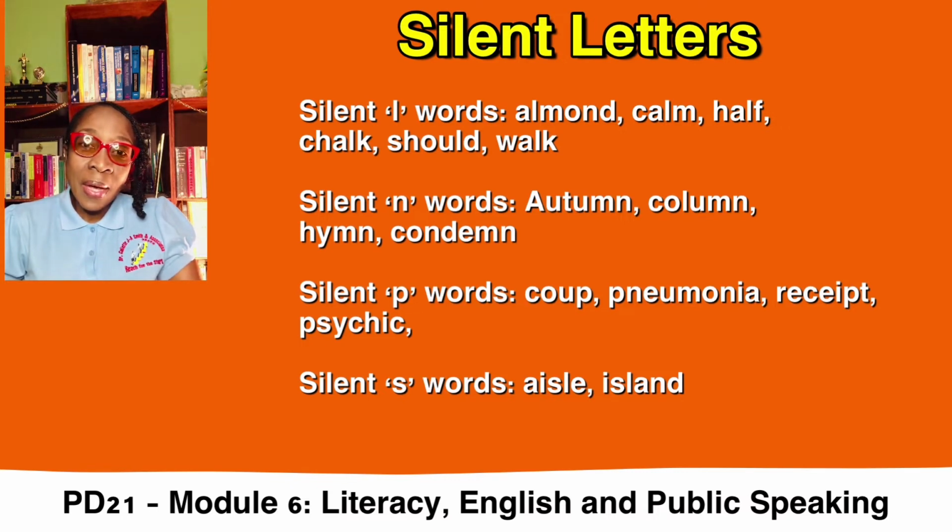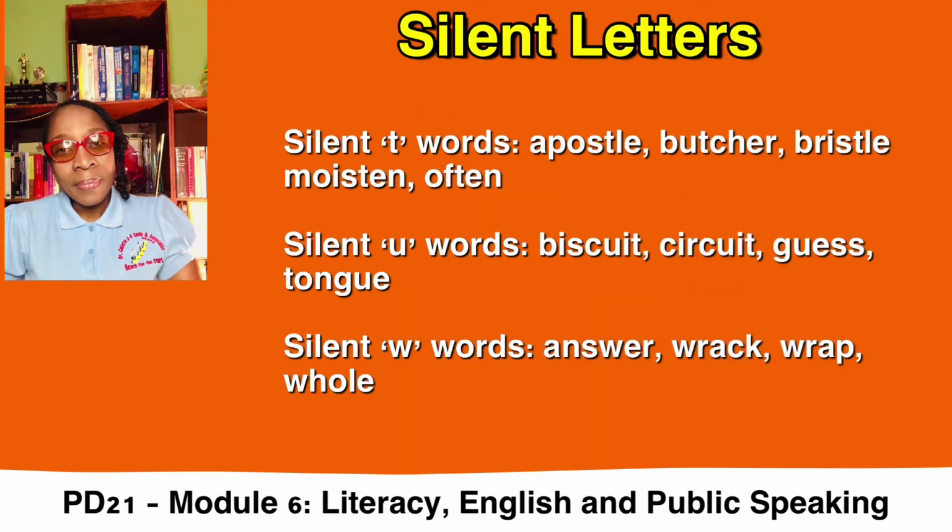Silent S words. Aisle, the bride walks down the aisle. A-I-S-L-E. Island, Jamaica is an island in the Caribbean. I-S-L-A-N-D, island. Silent T words. Apostle, A-P-O-S-T-L-E. Butcher, B-U-T-C-H-E-R. Bristle, B-R-I-S-T-L-E. Moisten, M-O-I-S-T-E-N. Often, O-F-T-E-N.